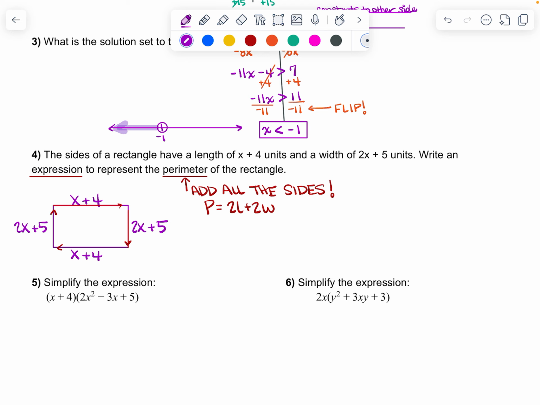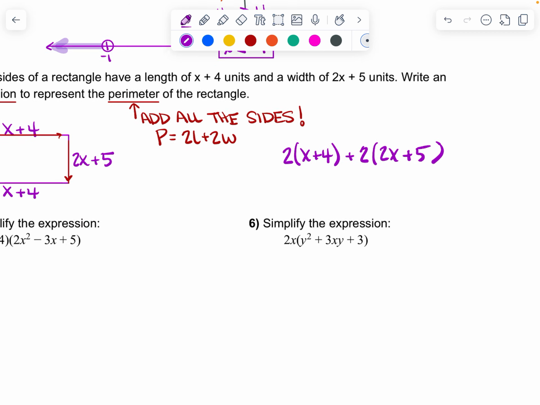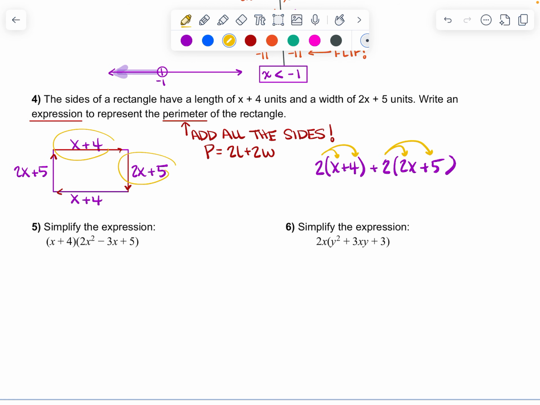And so in order to write the expression, I know it's going to be two lengths, which are x plus 4, plus two widths, which are 2x plus 5. So that's technically my expression, except we want you to clean that up a little bit because we don't want any parentheses and we don't want like terms. So we're going to clean that up by distributing. If you don't want to write it this way, you can just say this plus this plus this plus this and add all four pieces together. You don't have to use the 2L plus 2W formula if you don't want to. All right, so that's going to give us 2x plus 8, and then 4x plus 10.